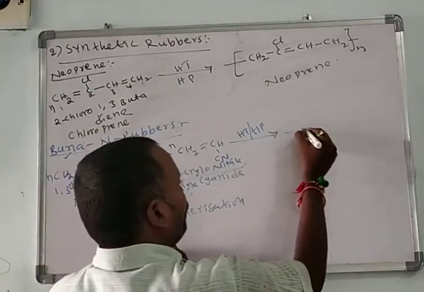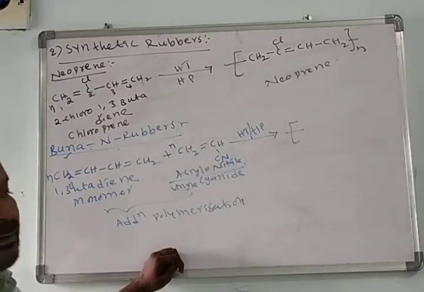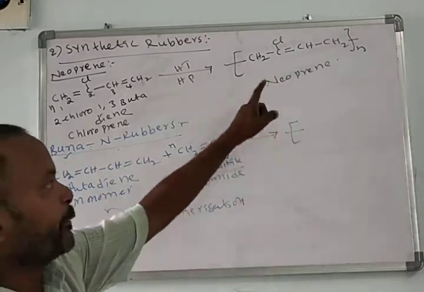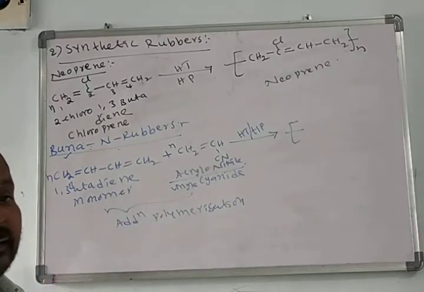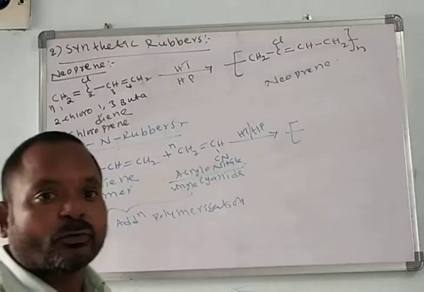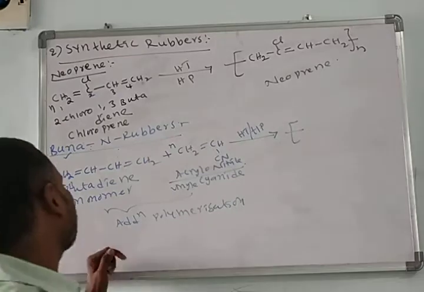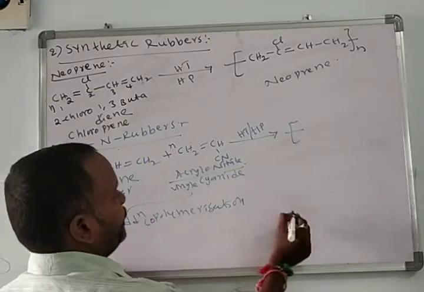And form the copolymer. Here two different monomers are involved, so we call it a copolymer. Neoprene is a homopolymer. Buna N rubber is a copolymer. If any polymer is prepared from two different monomers, we call it a copolymer. This is addition copolymerization.